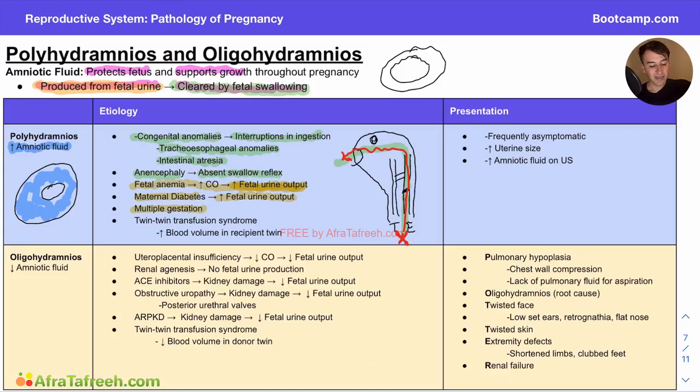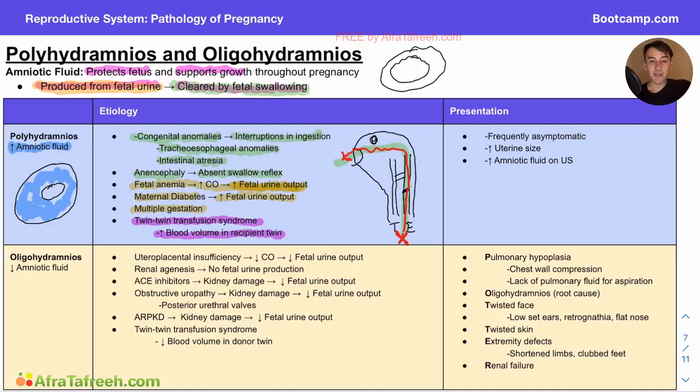And then lastly, we have twin-twin transfusion syndrome, which I'm going to highlight in pink because this is kind of a unique one. It's not necessarily GI or urine related. It's kind of a unique situation, and I want you guys to hold on to this because we're going to discuss it more after we talk about oligohydramnios. So just hold that in your mind. We will revisit it here in a couple of minutes.